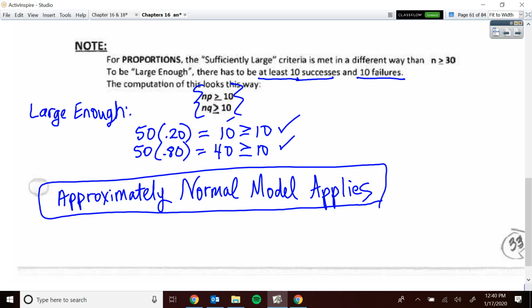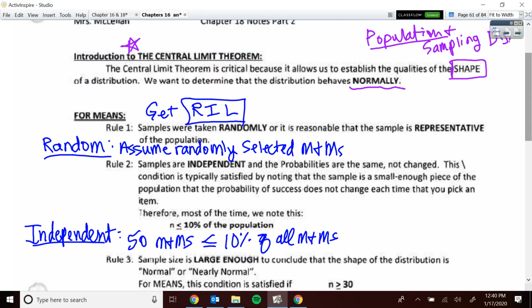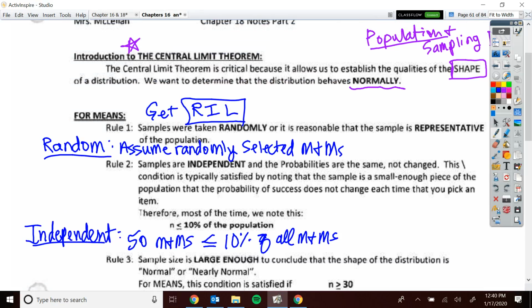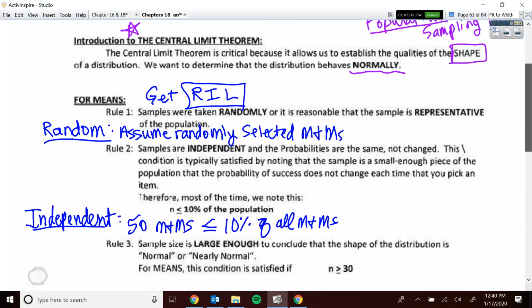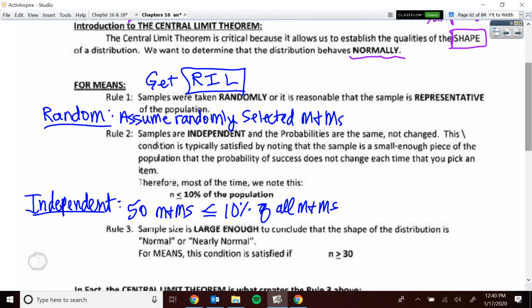Okay, let's repeat this with the times. Sorry, my bad, not the M&Ms. I'm going to do this in a different color. Let's repeat this with the other data you did yesterday. Let's see if we were good to go for our other data.